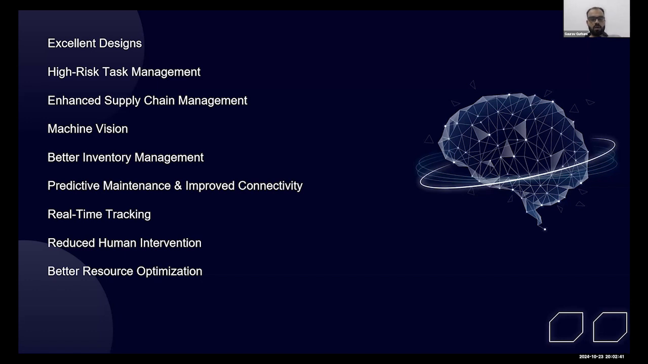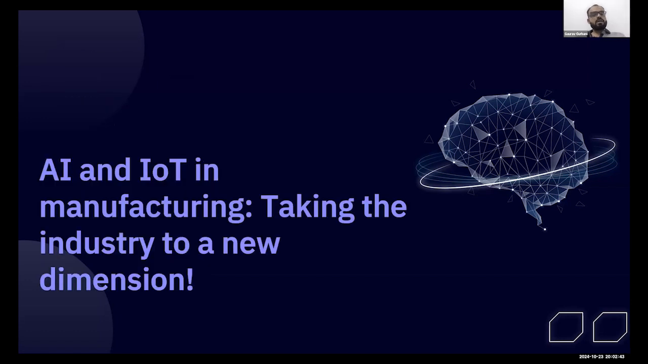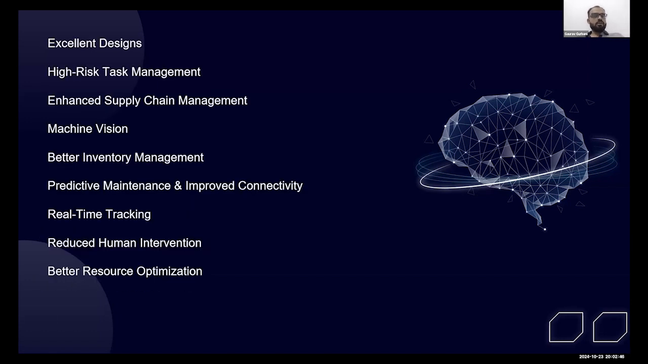Okay. Now, there are a few points. Let us start again with this slide. There are a few points on how things are revolutionizing and moving faster for the industries using AI and IoT. So: excellent designs, high risk task management, enhanced supply chain management, machine vision, better inventory management, predictive maintenance and improved connectivity, real time tracking, reduced human intervention, better resource optimization.